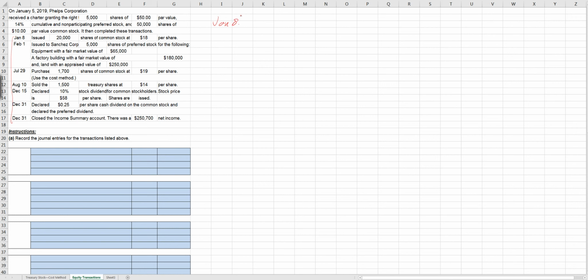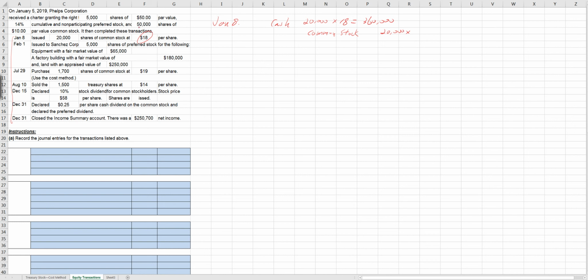So January the 8th, what happened is we issued 20,000 shares of common stock at $18 per share. So this is a typical stock issuance journal entry. We debit cash, multiplied by 18, so we get cash $360,000, and we're going to credit common stock. Remember, we're going to record par value into this account. So that's 20,000 shares multiplied by par value.